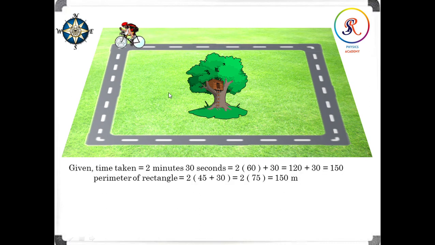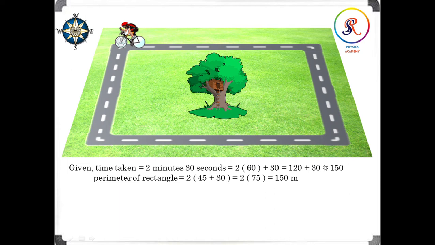Okay. So in this case, let's see what data is given. The time taken is 2 minutes 30 seconds. We know that 1 minute equals 60 seconds. So 2 into 60, because here it is minutes and here it is seconds, so we are converting into seconds. So 2 into 60 plus 30, we get 120 plus 30. So we got 150.